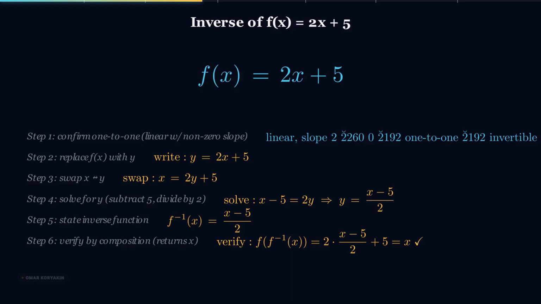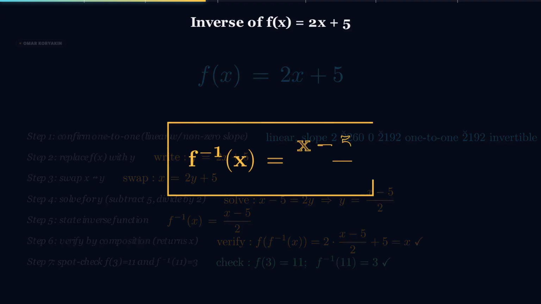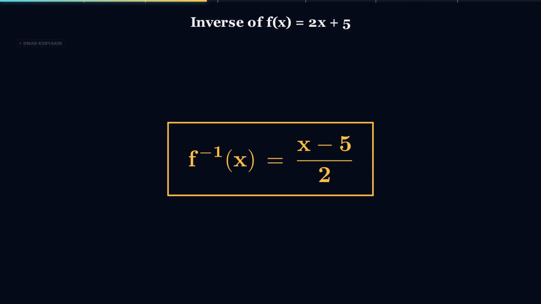The big lesson from this example is the swap and solve procedure applied cleanly to a linear function. Linear functions are always 1 to 1 if the slope is non-zero, so they always have inverses, and the inverse of a linear function is itself a linear function with reciprocal slope. The pattern: slope m goes to slope 1 over m, intercept b goes to negative b over m. Memorize the pattern for linear functions and the inverse computation becomes a quick lookup for the rest of the course.